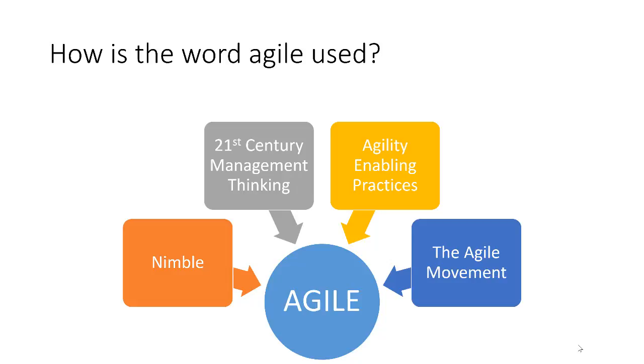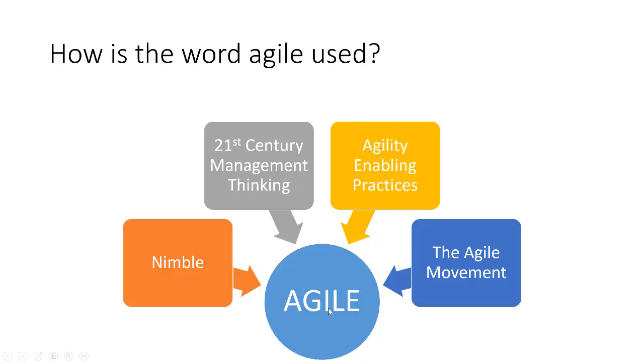The other thing that they will mean is agility enabling practices. So things like iterative and incremental releases. That's agility enabling, but it doesn't necessarily mean you're agile. I can still deliver in iterations or in increments and not be agile. We'll talk about that in just a little bit about how you measure agility. And there's also, people will use it to talk about the agile movement. So the development of the Agile Manifesto and the whole movement of trying to get people in organizations to adopt this way of thinking, this 21st century management thinking, and these agility enabling practices.